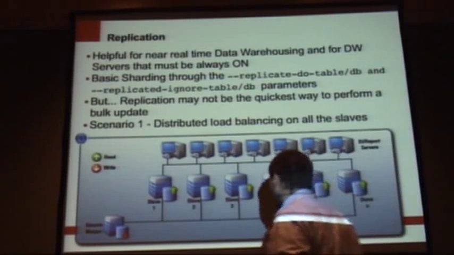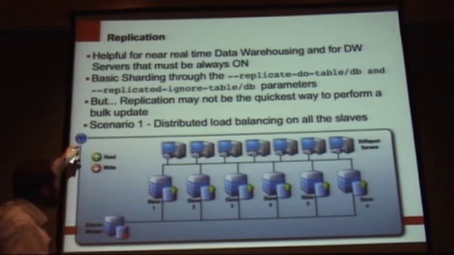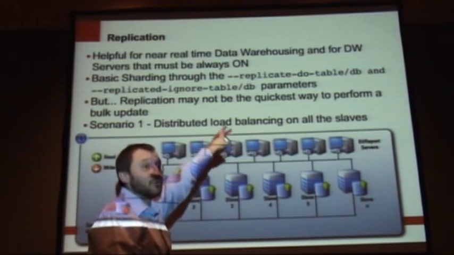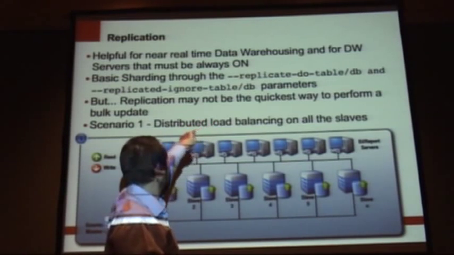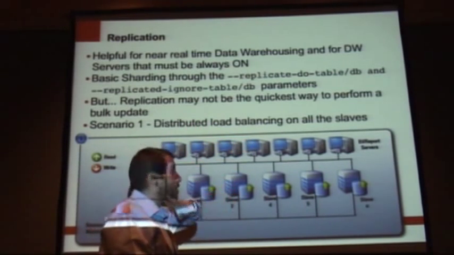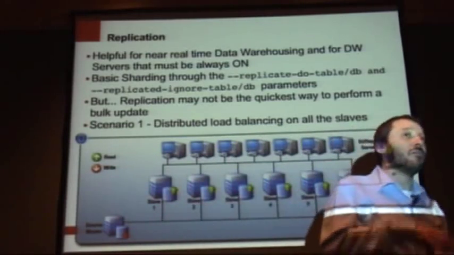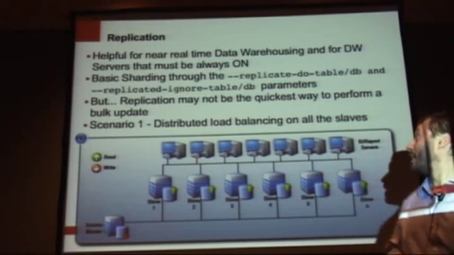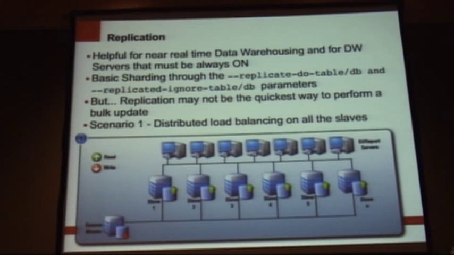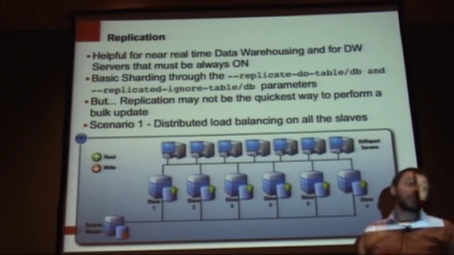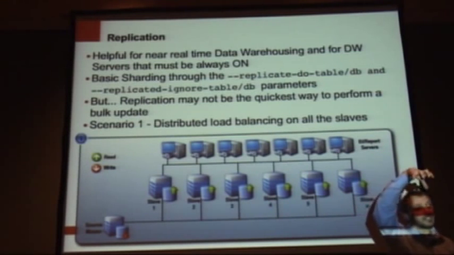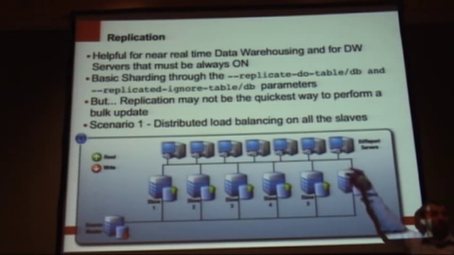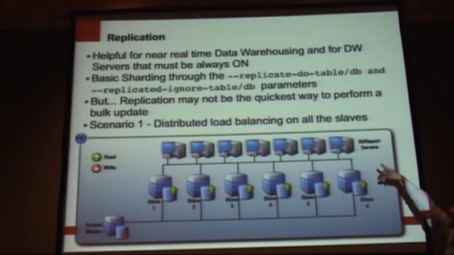And here, we can create a sort of sharding approach using some of the parameters that can influence the use of replication, with replicate do table or do DB, where basically we say, you can replicate only these tables, only these databases and these schemas, or you can ignore these tables and these schemas. At that point, of course, the application or your reporting system must be aware of what it can find on one slave or on the other. But that becomes quite helpful, as I said, if you have a large set of data.